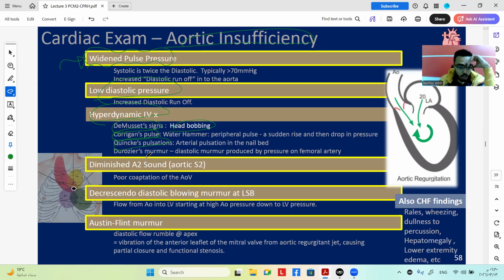You don't have to care a lot about the names. You have to know the sign. I know the names are very hard to remember, but you have to know that head bobbing is associated with aortic regurgitation.